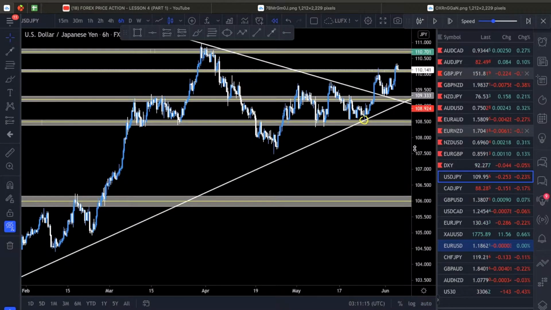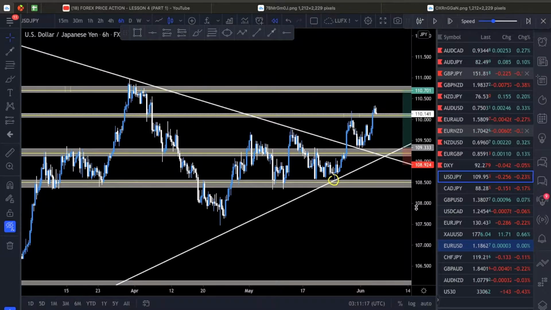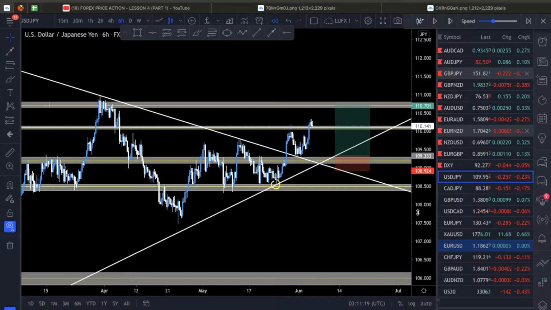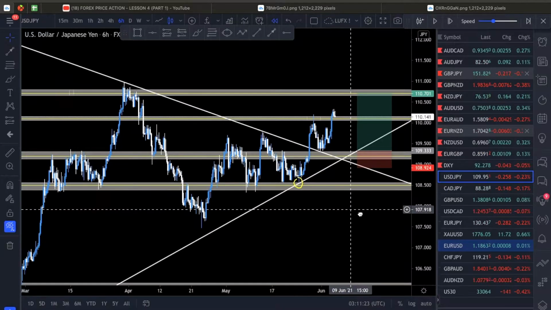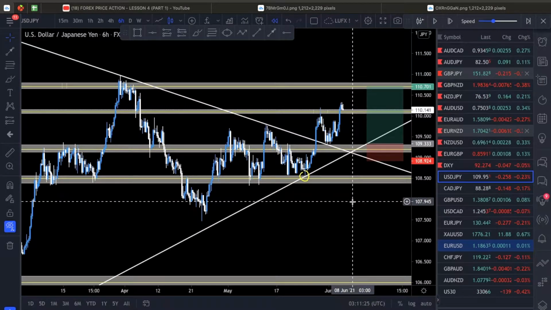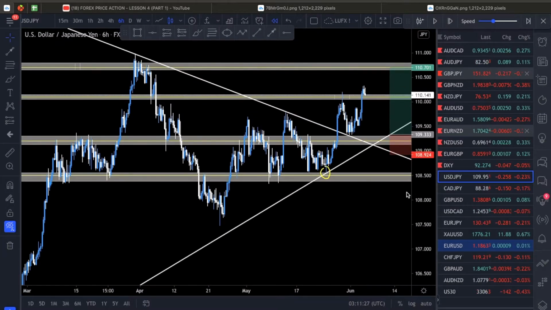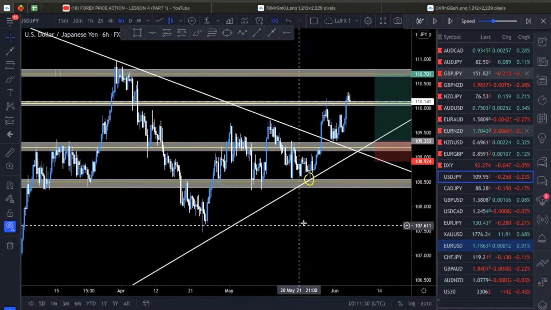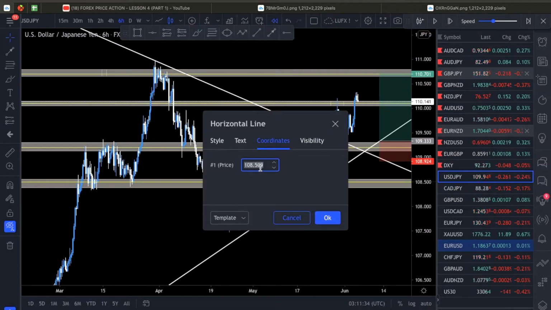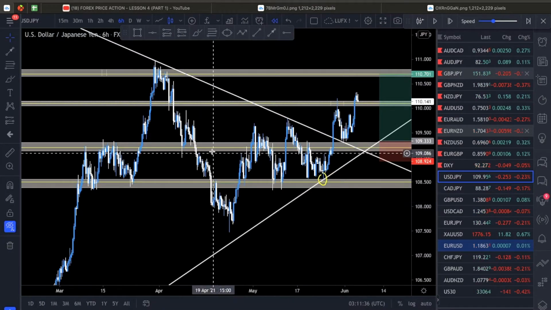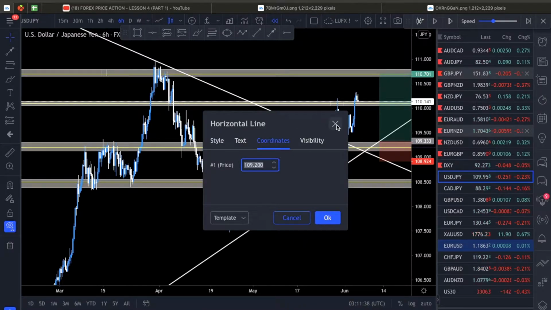Now that I've explained the trend lines, I'm going to explain my levels. Basically, these are just support and resistance levels. If you don't know what that is, go watch my other videos, or just Google support and resistance for Forex. You'll figure it out quick. But basically, I just had this level here, the psychological level of 108.500, and this level of 109.200.